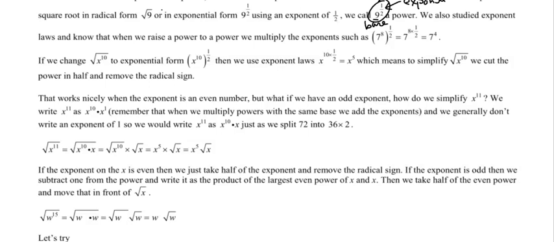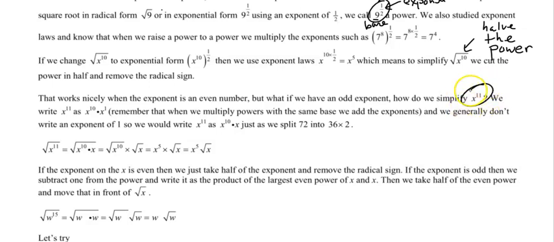So to simplify square root of x to the 10th, we cut the power in half and remove the radical sign, right? So the easy way to do that is just halve the power. You halve the power. So you just cut the power in half, right? So that's nice if it's even, right? x to the 10th, half of 10 is 5. Easy peasy. What if we have an odd exponent?